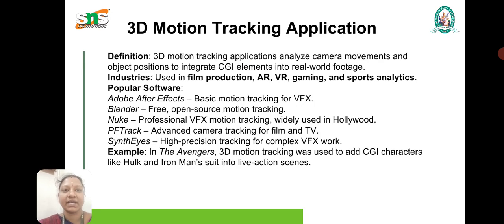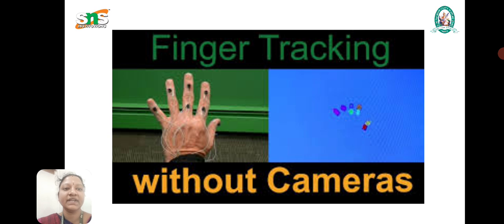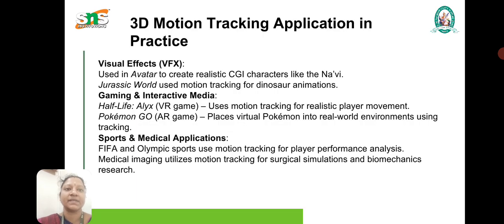3D motion tracking applications. Definition: 3D motion tracking applications analyze camera movements and object position to integrate CGI elements into real world footage. It is mostly used in film production, AR, VR, gaming and sports analytics. Popular software: Adobe After Effects, Blender. For example, in Avengers, 3D motion tracking was used to add CGI characters like Hulk and Iron Man into the live action scene, and also finger tracking without cameras.